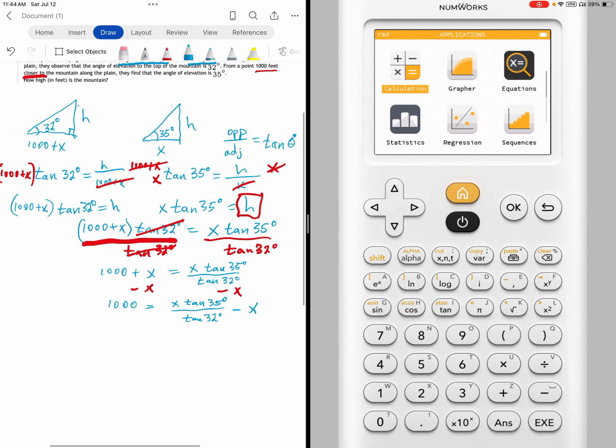Scroll up a little bit. We can factor x out. So this gives us that x times tan of 35 degrees over tan of 32 degrees minus 1. That's right, there's always this coefficient of 1 in front. So we factor the x to the front, and we've got this. That's equal to 1000. Now, before I calculate this statement with the ratio of the tangents, I'm going to divide both sides by that.